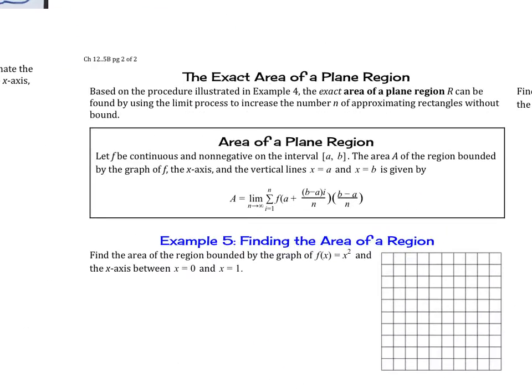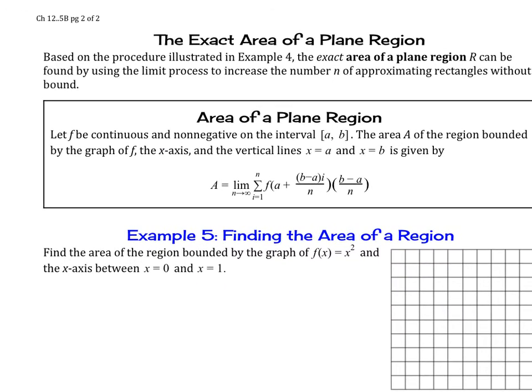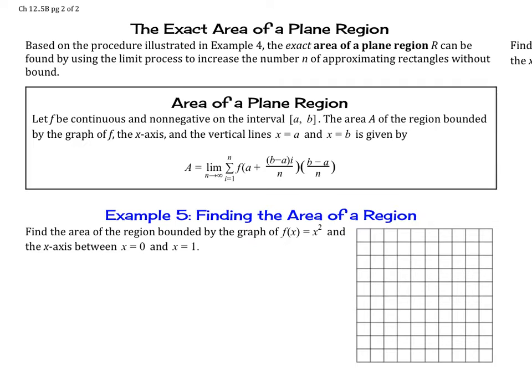So that's what we're going to do in the next example. We're going to still find the area of a region here, but we're going to find the exact area of a plane region. So based on the procedure illustrated in the previous video, the exact area of a plane region R can be found by using the limit process to increase the number n of approximating rectangles without bound. So this is an important formula that you want to use.